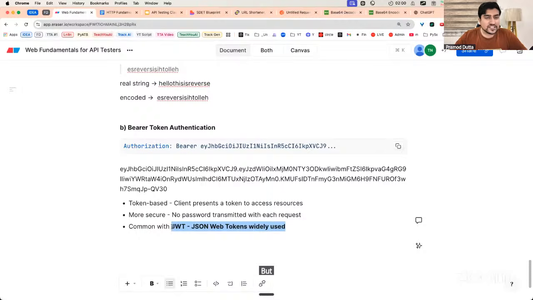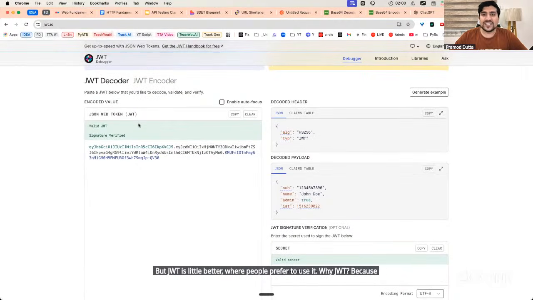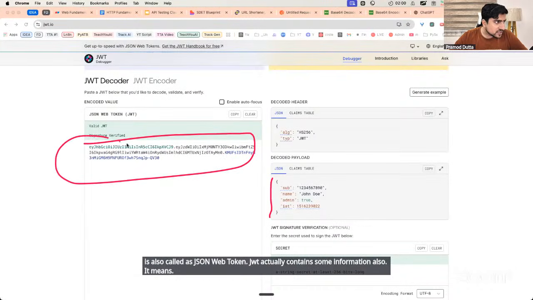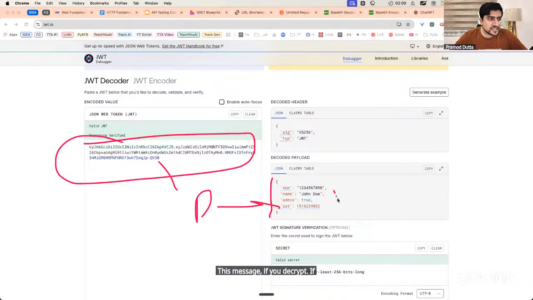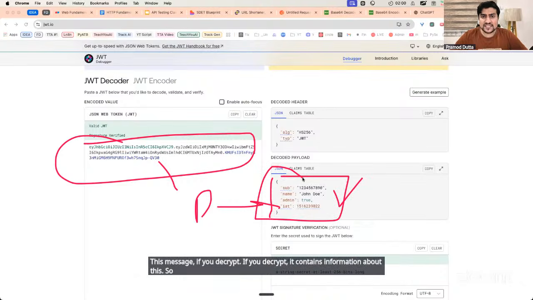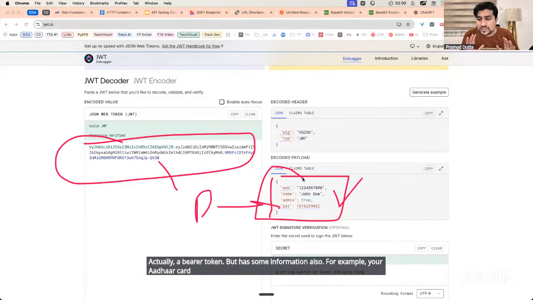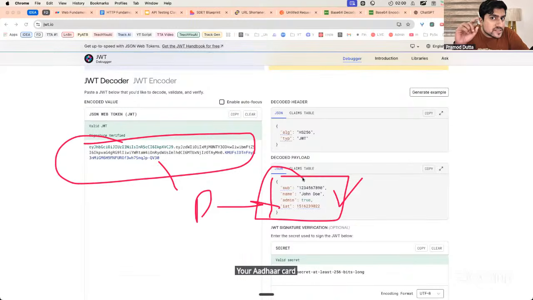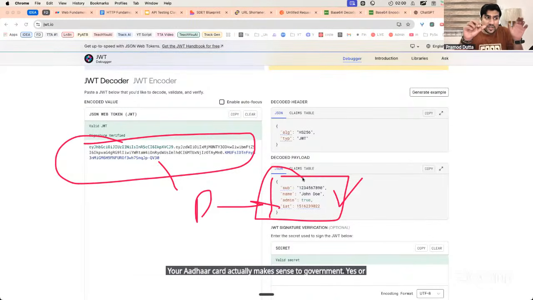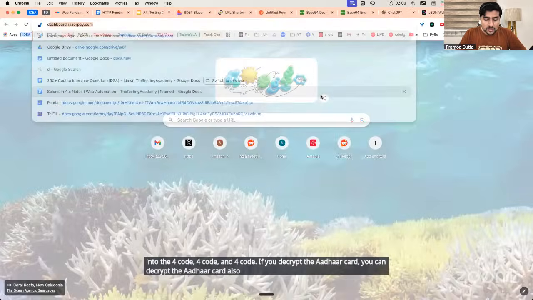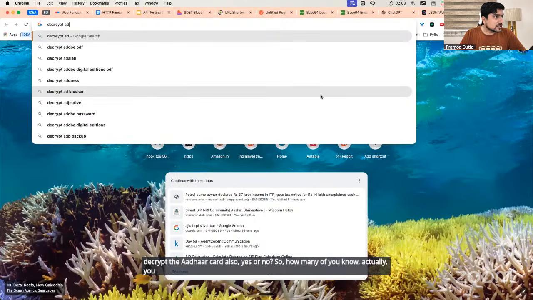But commonly used is JWT. JWT is a little better, which is why people prefer to use it. Why JWT? Because JWT is also called JSON Web Token, and it actually contains some information. It means if you decrypt this message, it contains information. So JWT is actually a bearer token but has some information also. For example, your Aadhaar card is a very good example of JWT, which means your Aadhaar card actually makes sense to the government. Yes or no? How many of you know you can decrypt the Aadhaar card?